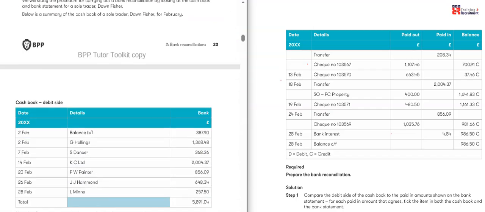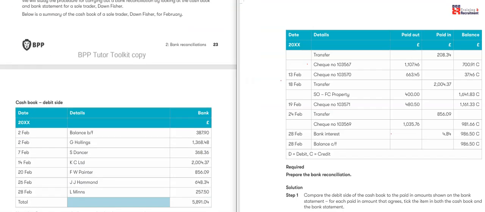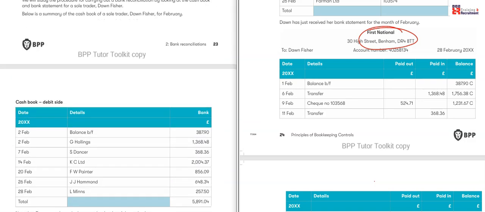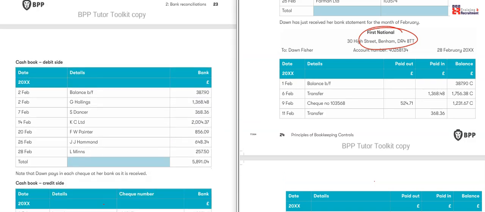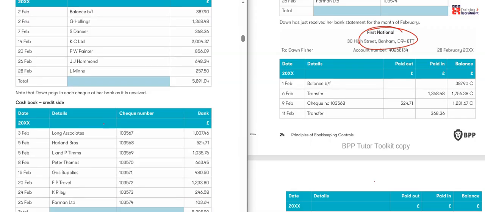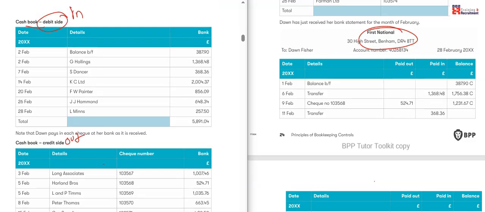On the right hand side, this is basically your bank statement from First National Bank, and on the left hand side you can see the cash book. This is our debit side, meaning money in, and down there is our credit side, meaning money out according to our cashier. So have a look, I'm going to show you the tick process.